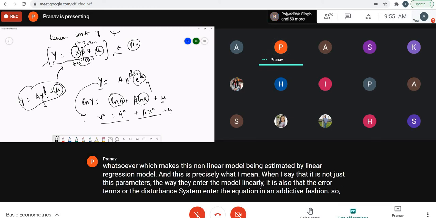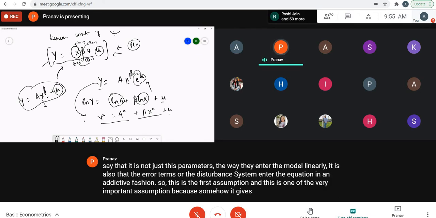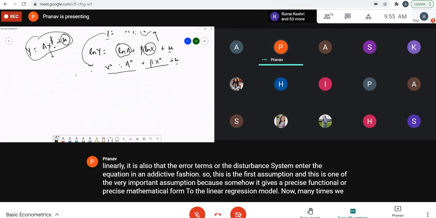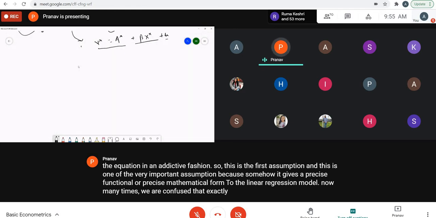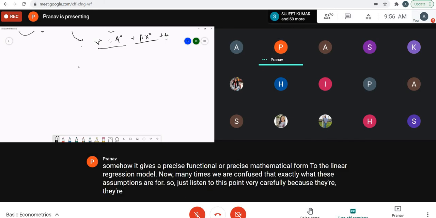So this is the first assumption, and this is one of the very important assumptions because somehow it gives a precise functional or precise mathematical form to the linear regression model. Now, many times we are confused about what exactly these assumptions are for. So, just listen to this point very carefully because they're very seldom mentioned in any of the standard textbooks that we read.